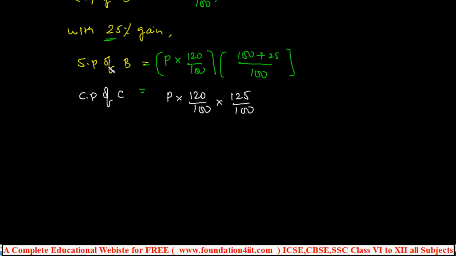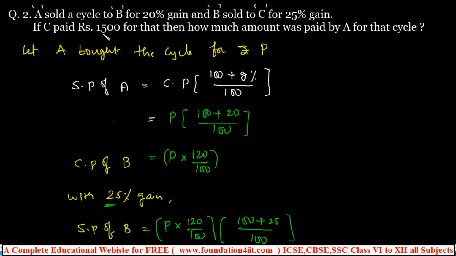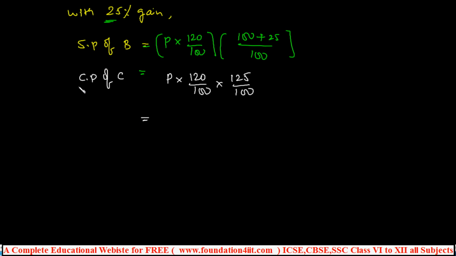B only sold to C, so the selling price of B is nothing but the cost price of C. But the cost price of C is given in the question: C paid rupees 1500. So this value is equal to 1500. That is, 1500 is equal to P into 120 by 100 into 125 by 100. You can calculate this and get the value of P, that is the cost price of the cycle paid by A.